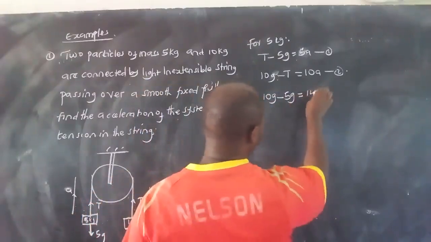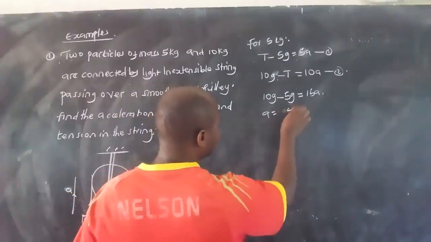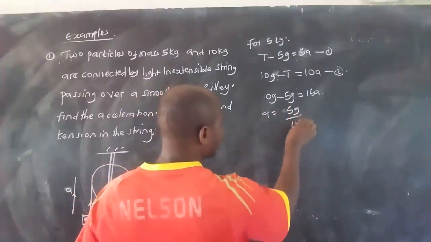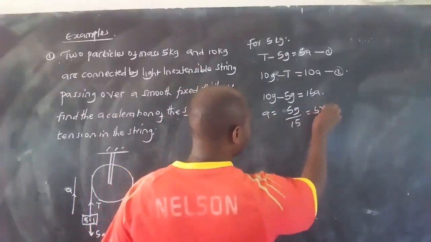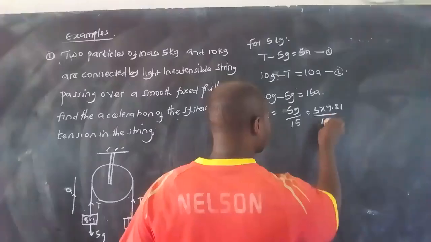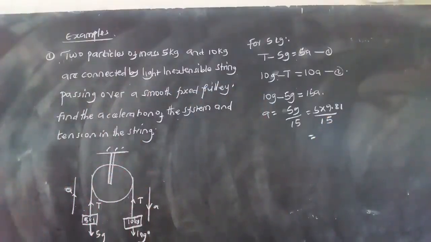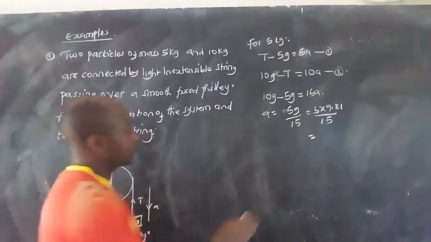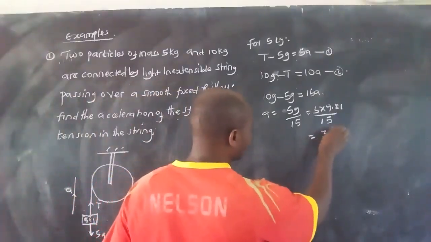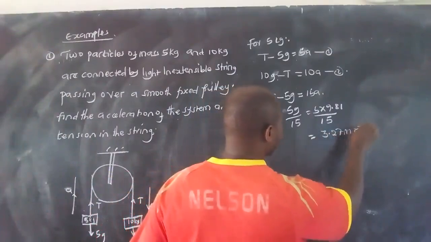This is 15a. So our a will become 5g over 15, which is 5 times 9.81 divided by 15. And what we get as our acceleration becomes 3.27 meters per second squared.